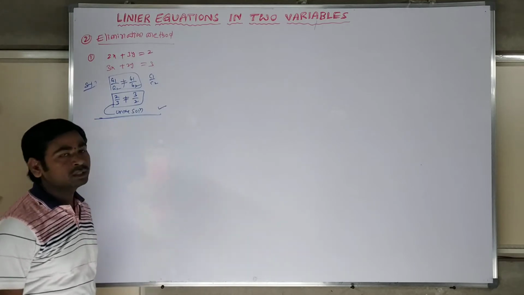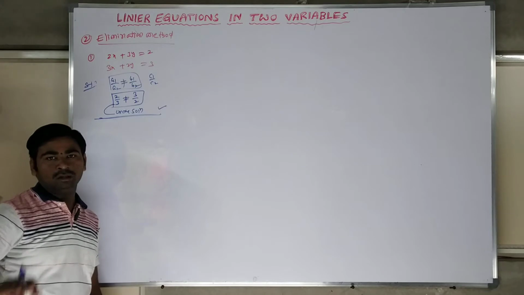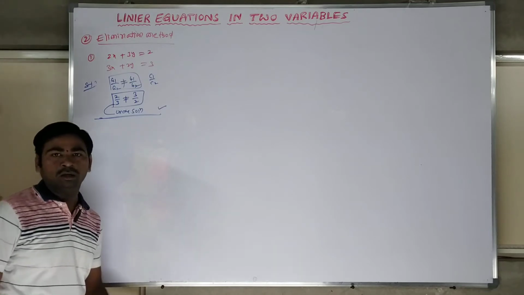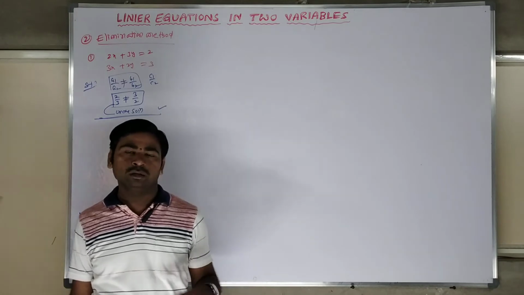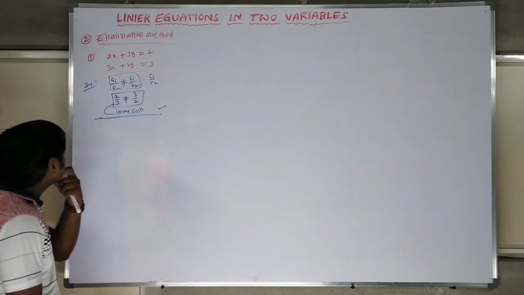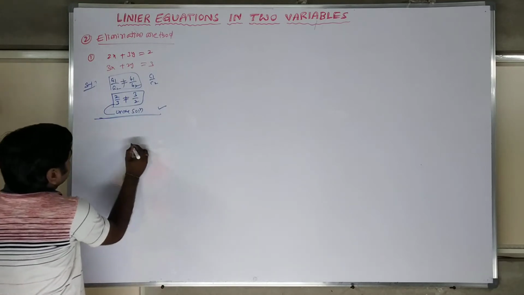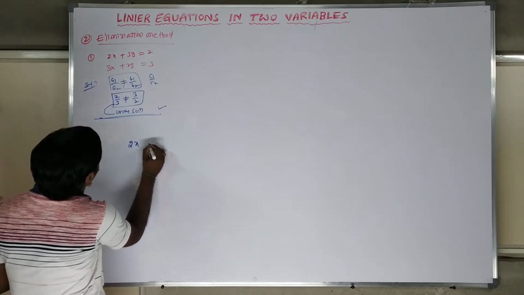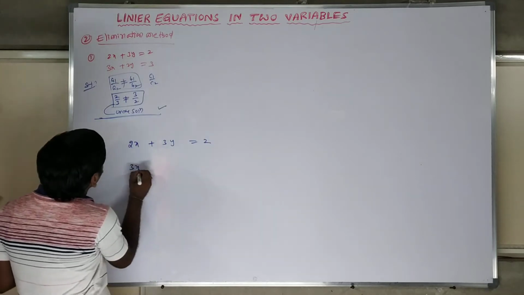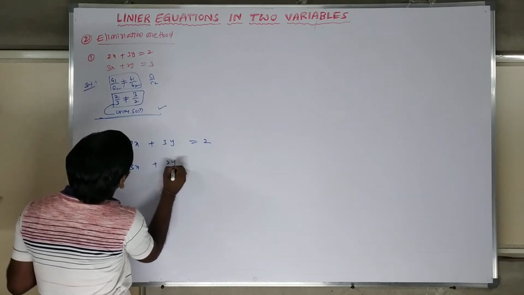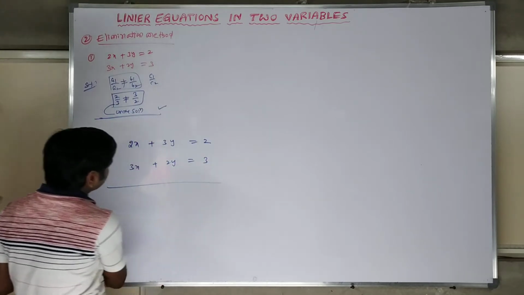This is the elimination method. Elimination means you have to eliminate one component, and after that we get the other component. Either we eliminate the x component or we eliminate the y component, we can do it. So what is the case? Let us take a problem: 2x plus 3y is equal to 2, 3x plus 2y is equal to 3. So this is the case.